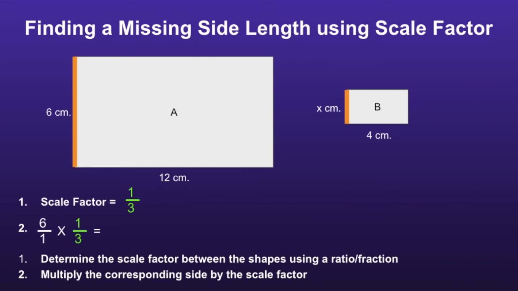Notice I put 6 as the fraction 6 over 1. 6 over 1 times 1 over 3 is equal to 6 over 3. And 6 divided by 3 is equal to 2. So the missing height of rectangle B will be 2 centimeters.